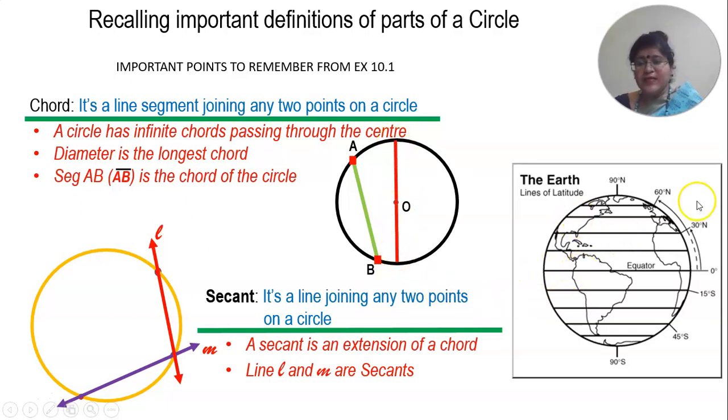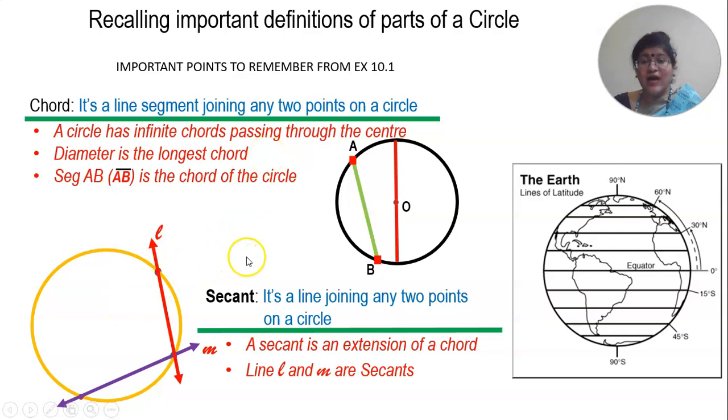Look at this globe. These are the lines of the latitude. These lines of latitude are the lines which are drawn from one point to another. So they are all chords of the circle. The diameter is the longest chord of the circle. Again, this is another important point that you need to remember. And in a circle, you have infinite equal chords. So you could have so many line segments passing through the center. So that is why we have infinite equal chords. Now this is a secant.